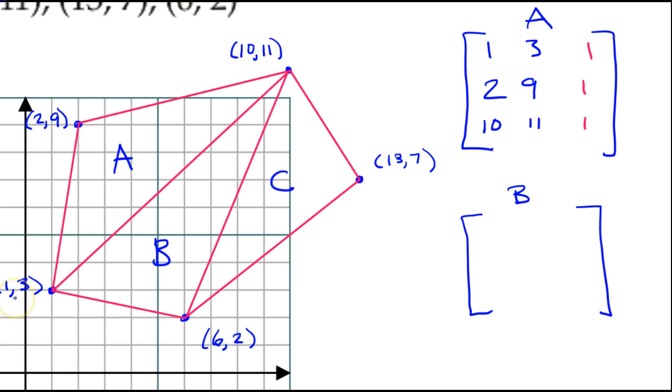Now here's matrix B representing triangle B. So I will start with this vertex 1, 3, so that's 1, 3. And then the next vertex is 10, 11. And the last vertex is 6, 2. So these are the vertices of triangle B. And again, the third column will be 1, 1, 1.